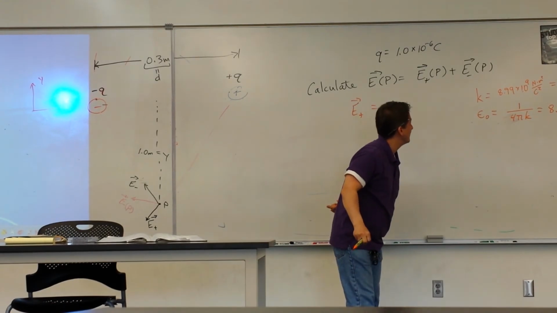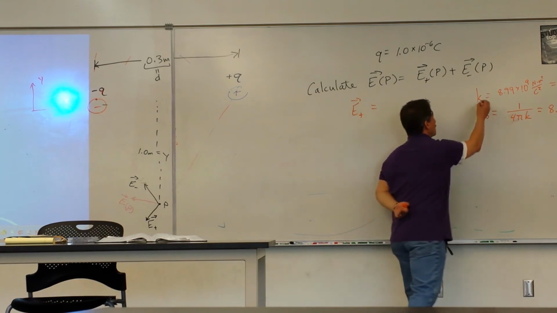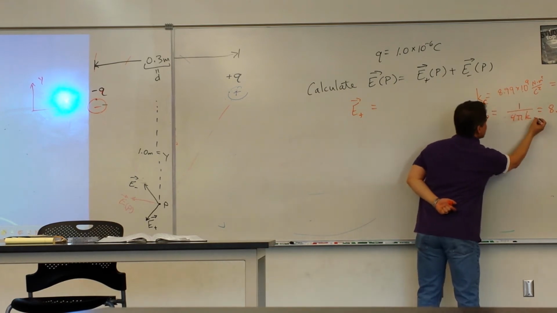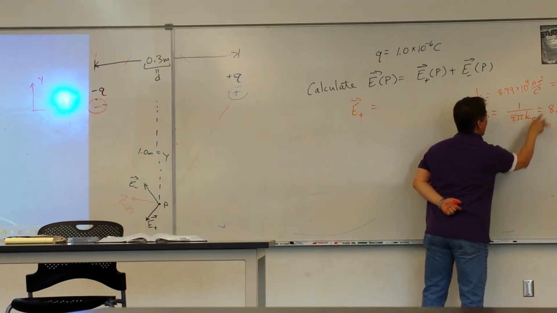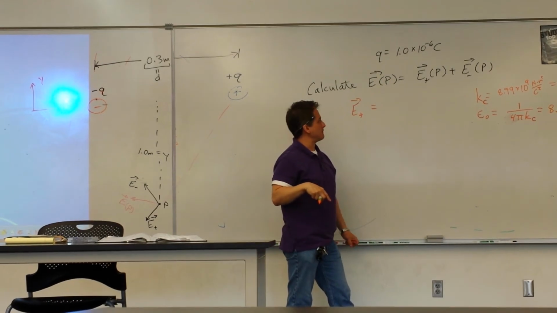Yes, sir? Doesn't change the reality of the problem. Is the K here the same K as the Coulomb constant? Yes. This is the Coulomb constant, and this is a Coulomb constant. All I did is multiply both sides by epsilon naught and divide both sides by k.